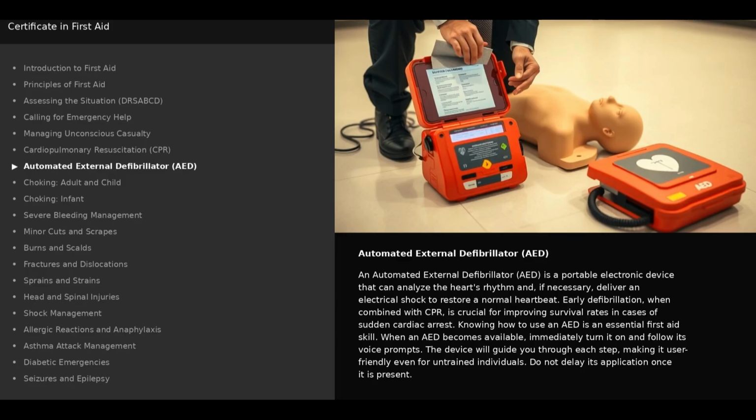When an AED becomes available, immediately turn it on and follow its voice prompts. The device will guide you through each step, making it user-friendly even for untrained individuals. Do not delay its application once it is present.